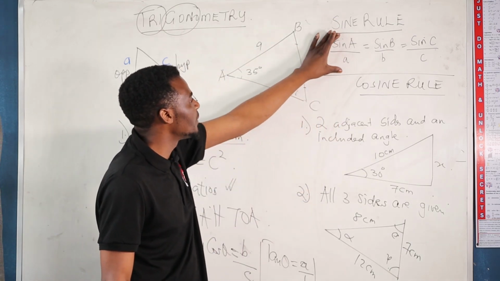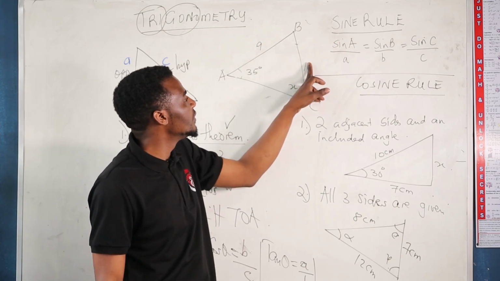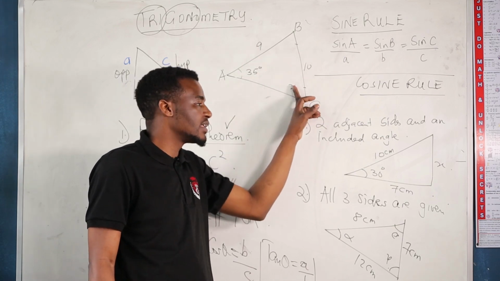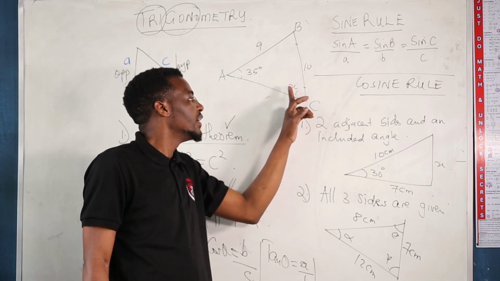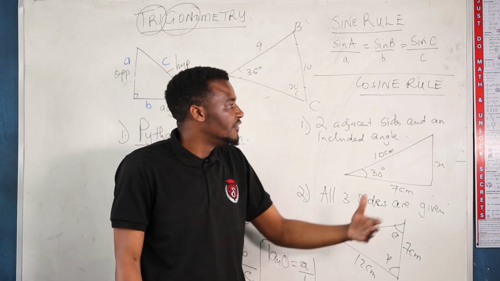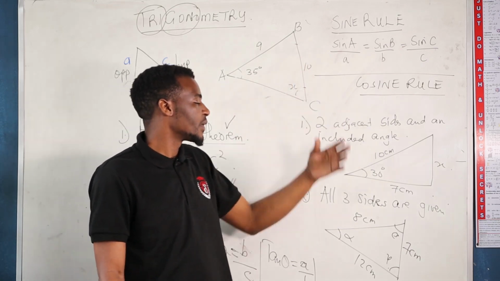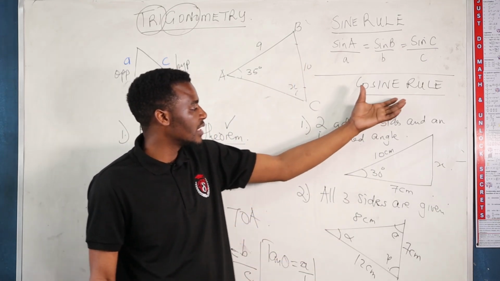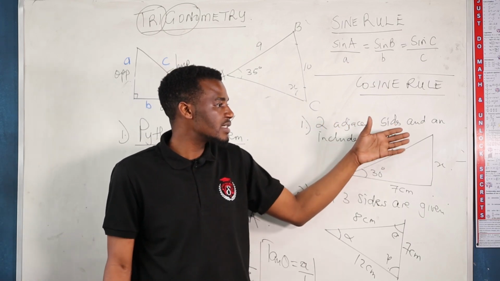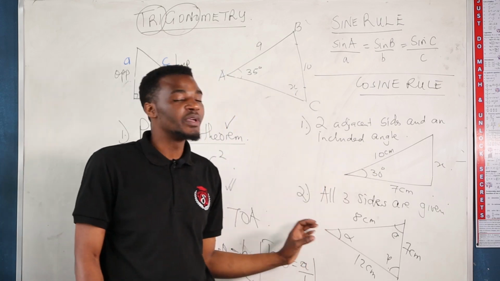Remember, the sine rule works much better if you've got an angle and a side which is opposite to it, and then they'll give you the side and ask you to find the angle opposite to it, or they give you the angle and ask you to find the side which is opposite to it. Alternatively, you can use the cosine rule. If you see that maybe the sine rule is not enough, you mainly use the cosine rule if you've got two adjacent sides and the included angle, or if all three sides are given.